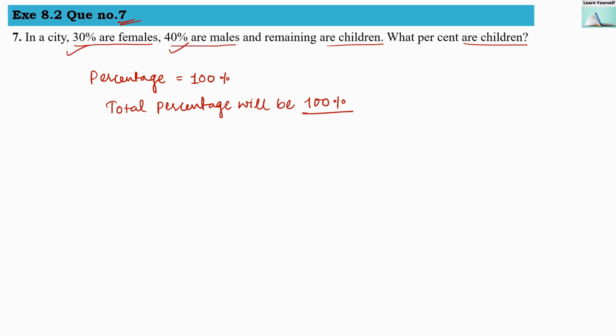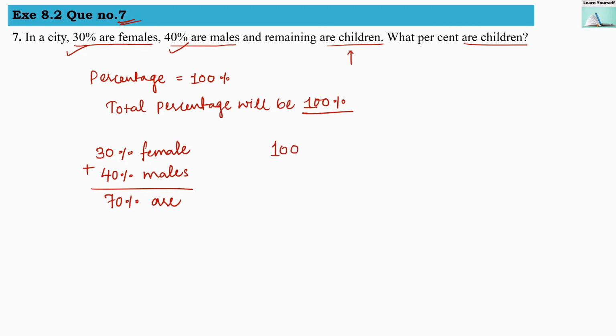Now here we have 30% female and 40% male. So we have to check out of 100%, how many percent are remaining, and that will be for the children count. When we add the percentage of females and males, 70% is the female and male count. Now we have to check the percentage for the children, so we subtract from 100. When we subtract 70% from 100, we will get 30%, and this will be the count for children.